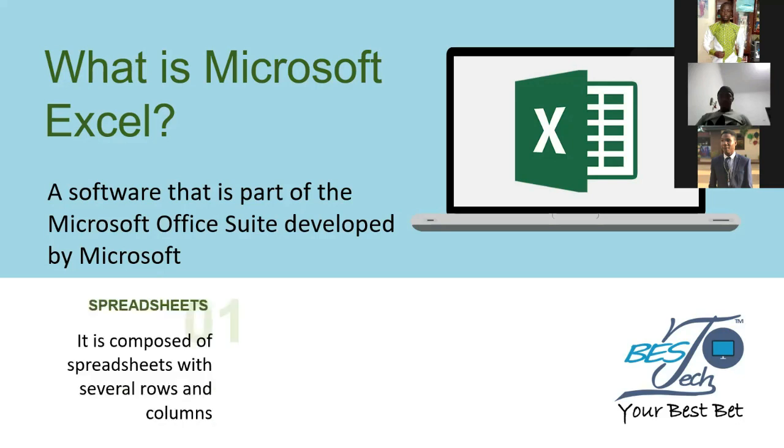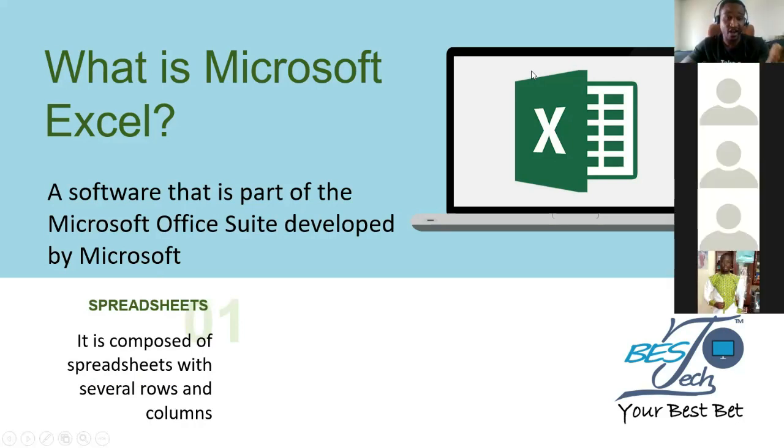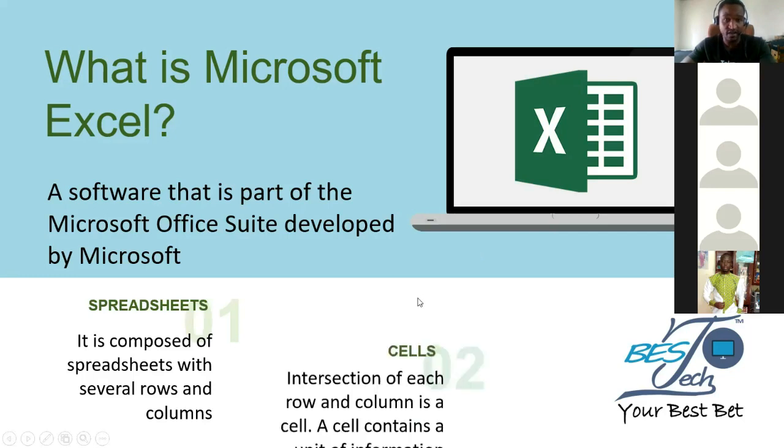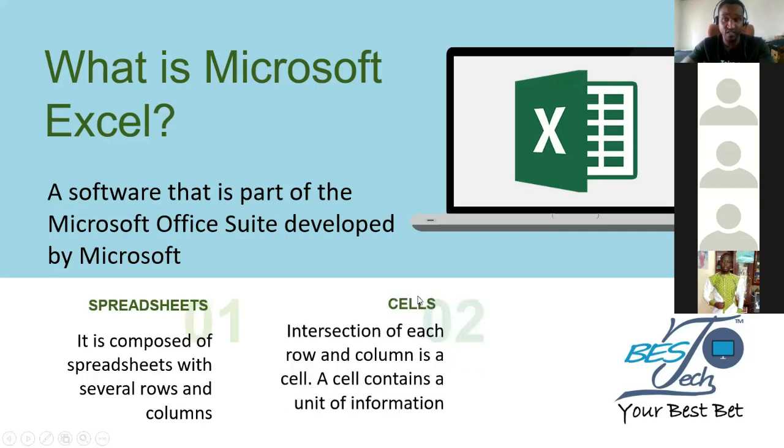So Excel is made up of what are called spreadsheets. A spreadsheet is essentially an array of several rows and columns, and each row and column intersects in what is called a cell. For those of you who did biology, you may remember that a cell is the basic structural and functional unit of a living organism. In a similar manner, a cell is the basic structural and functional unit of Excel.